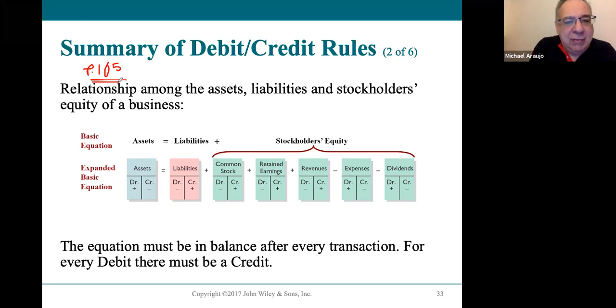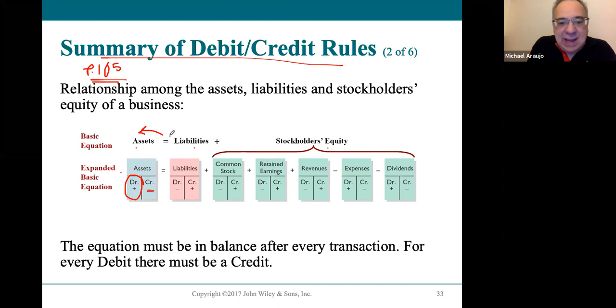Here we have the summary of debit and credit rules. So again, your basic accounting equation: assets equals liabilities and stockholders' equity. We have to look at stockholders' equity in an expanded way. Assets are on the left side of the equal sign. They increase on the debit side of the account, which is the left side of the account. To shrink an asset, that's what the credit side is for.